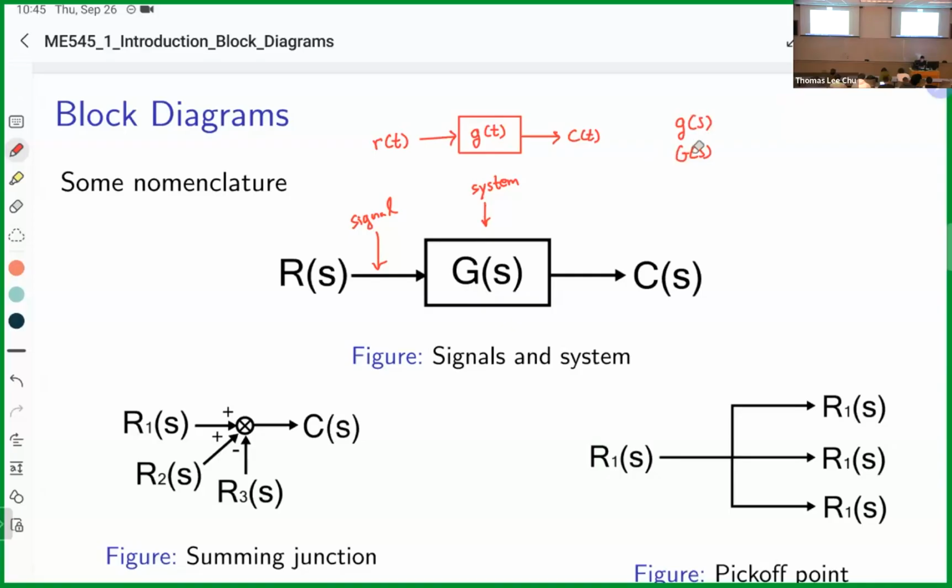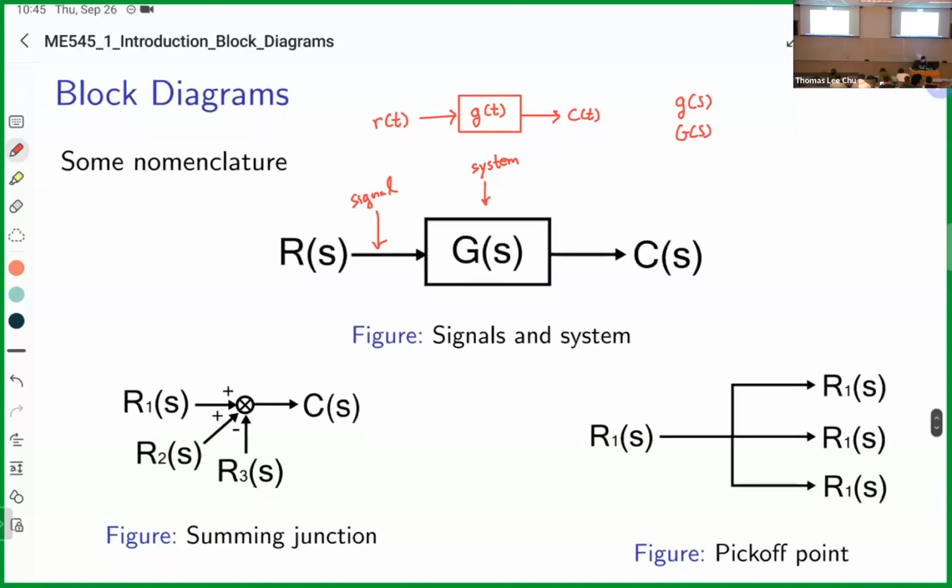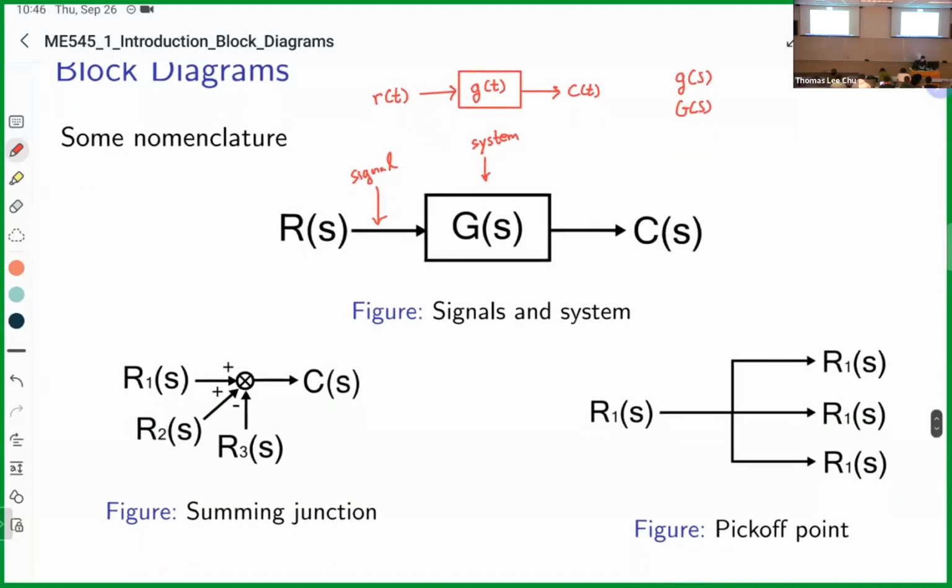Sometimes when block diagrams get very confusing, I just drop the T or the S because it's just too much to write. So if on your homework you don't want to write the G of S and you just want to write G, that's fine with me. Okay, so the way this works is, when we read our block diagrams, we multiply our signal by our system. So here our output C of S is going to be equal to our system, G of S, multiplied by R of S.